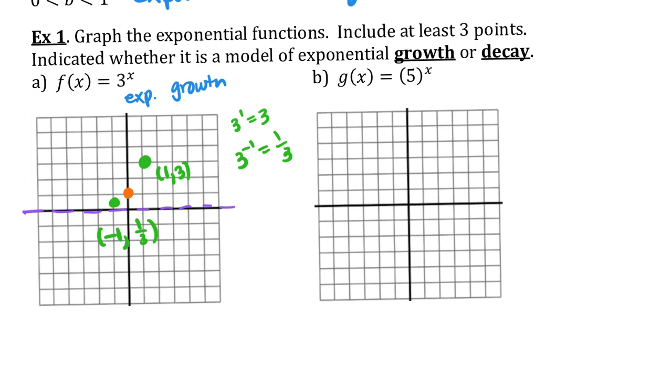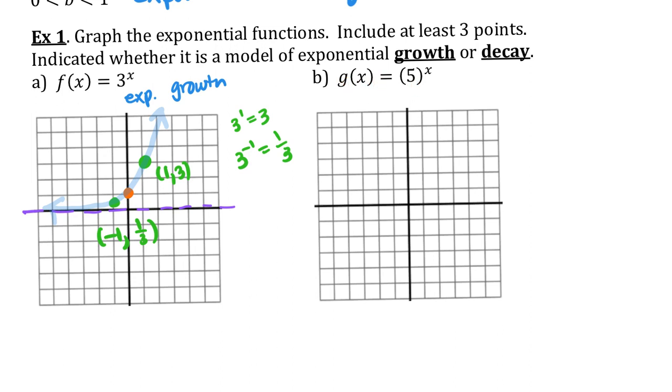Because I know the shape of an exponential function, I know that this must be the low side and this must be the side that's going up. So it started low, it went up, which means it's a model of exponential growth, which is what I thought it was going to be. So my graph matches my expectation. Okay, let's try the next one.